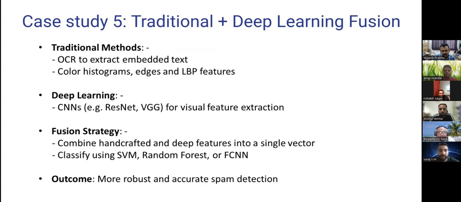The conventional methods use color histograms, edges, and LBP features. The deep learning technique uses ResNet or VGG for visual feature extraction. The fusion strategy is nothing but combining both these methods, merging them into a single vector and classifying using techniques like SVM, random forest, or FCNN. So next slide.